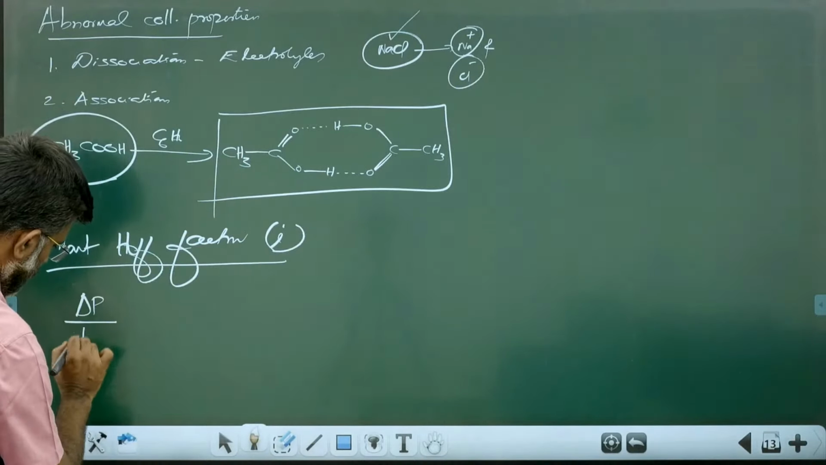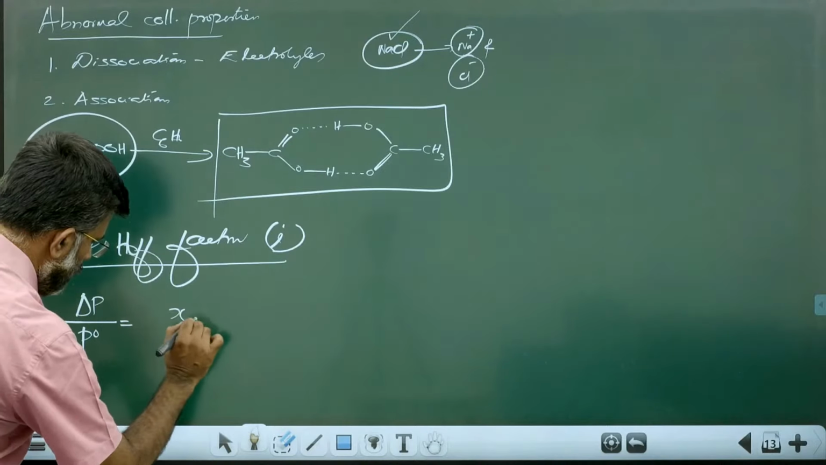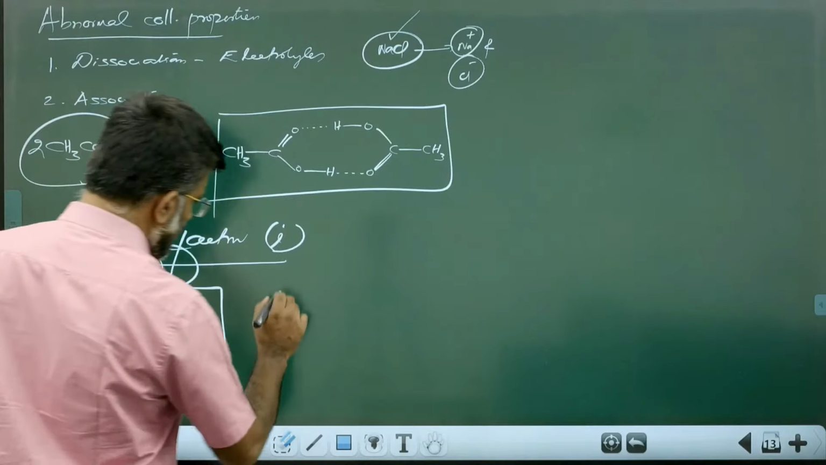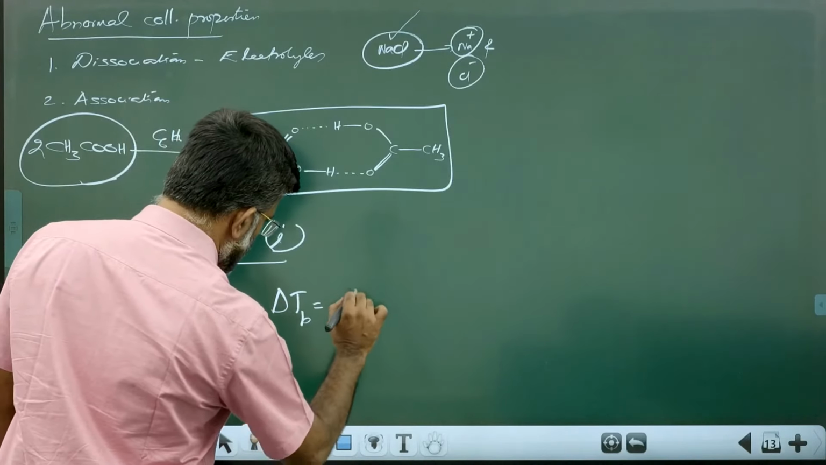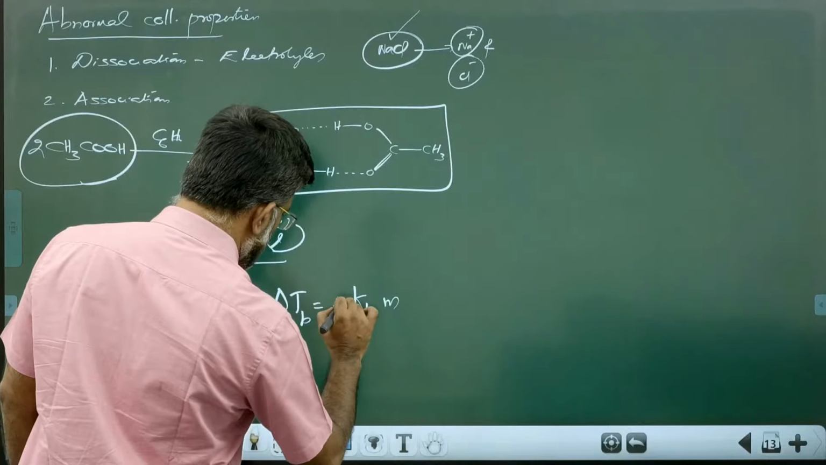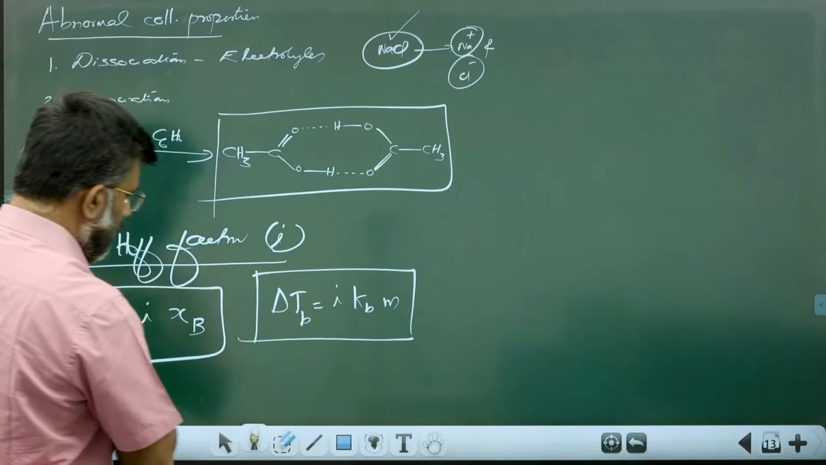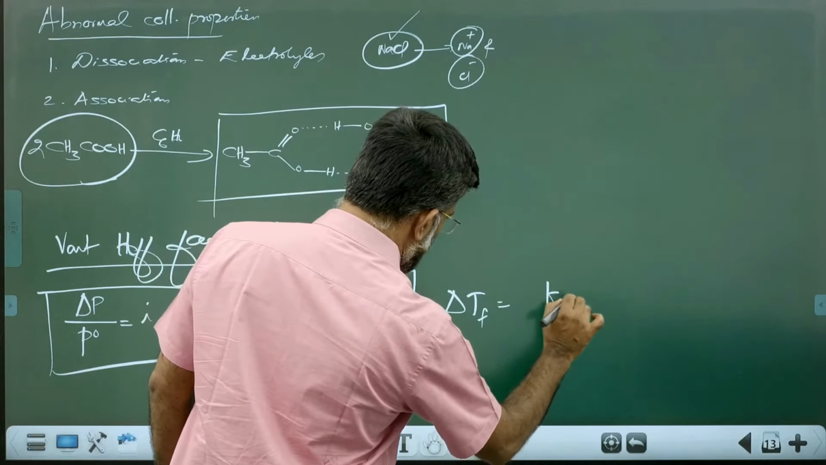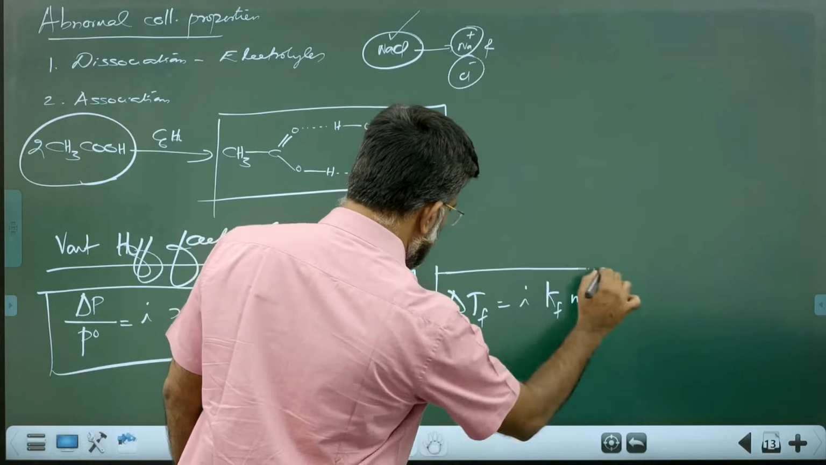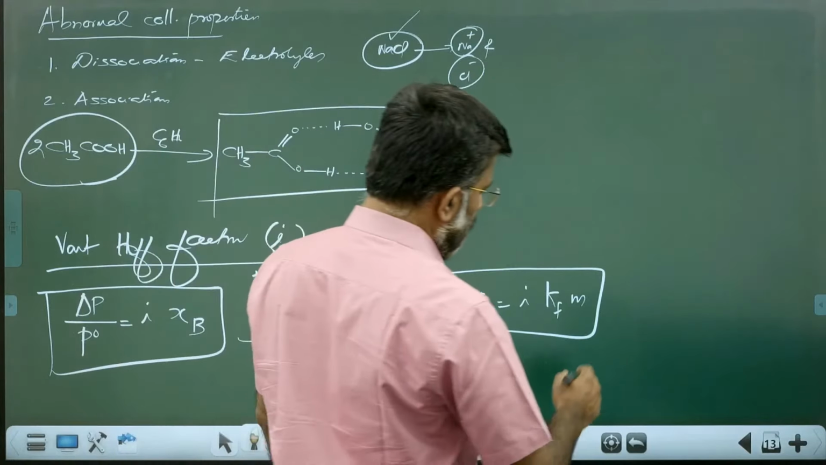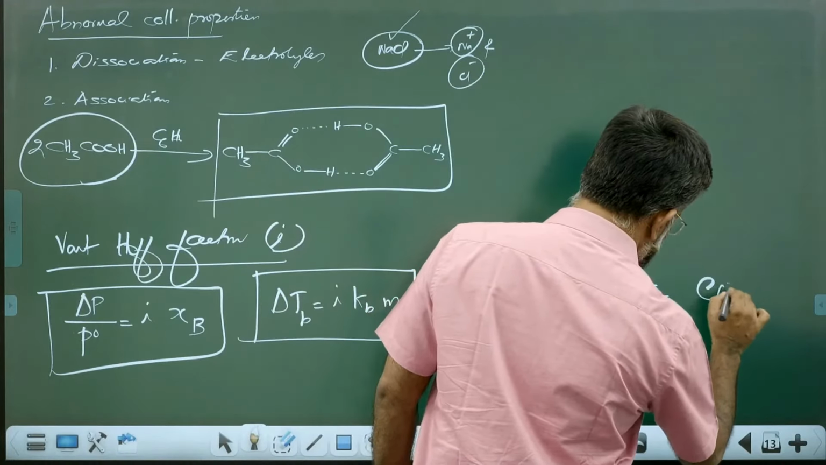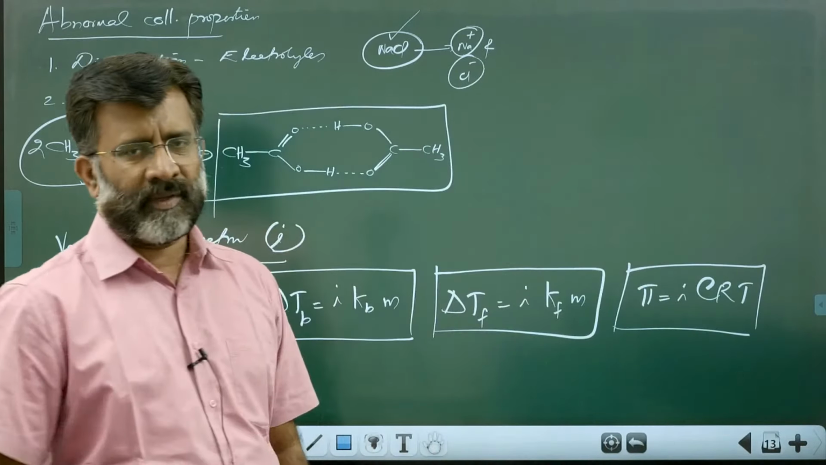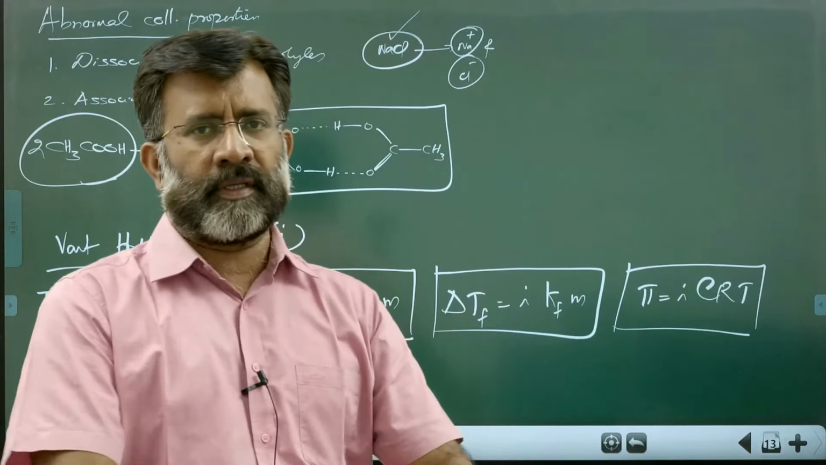Delta P by P naught equal to XB becomes i into XB. Delta TB equal to KB into m becomes i into KB into m. Delta TF equal to KF into m becomes i into KF into m. Pi equal to CRT becomes i into CRT. All colligative properties are introduced with the i factor.